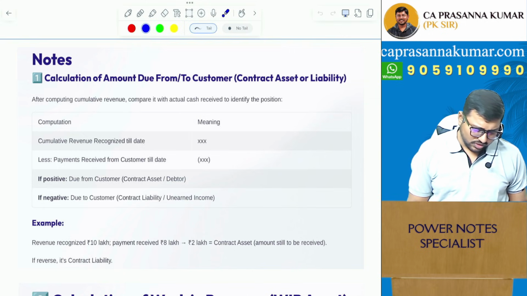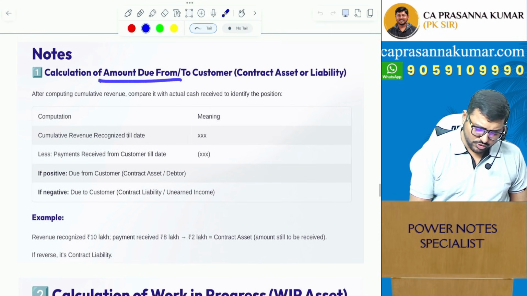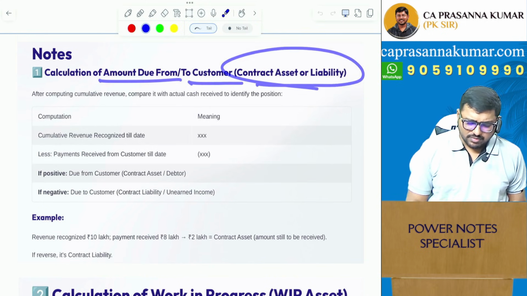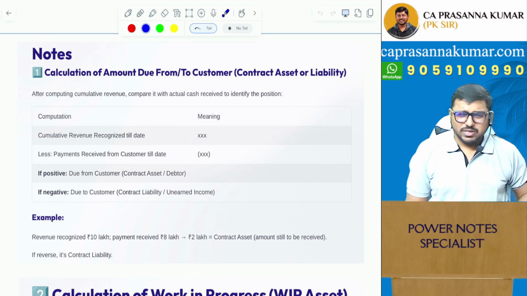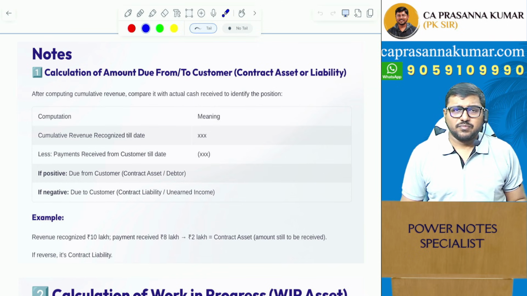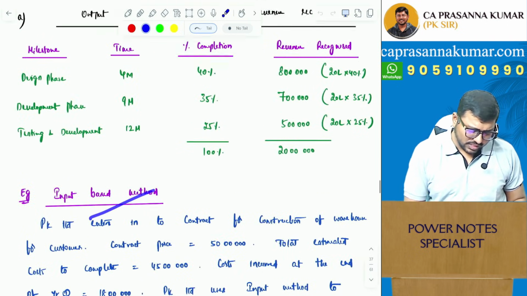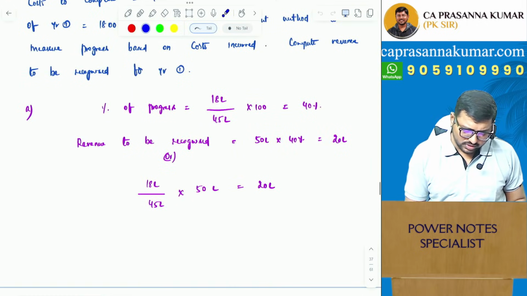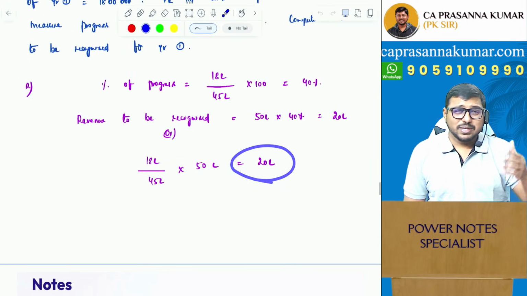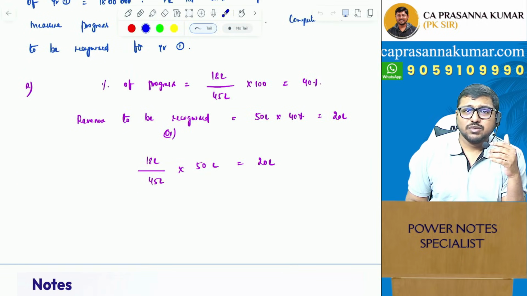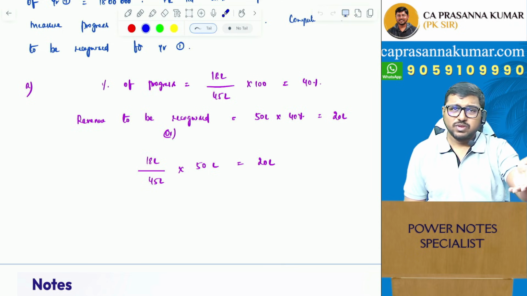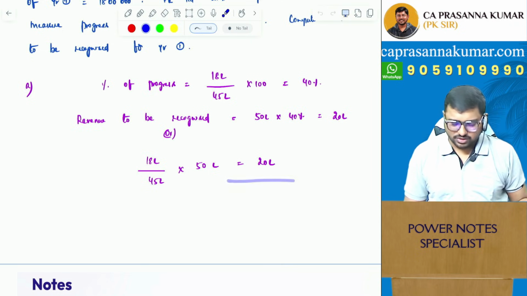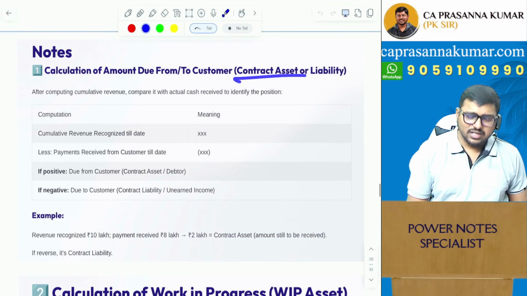There are certain special notes over here. Calculation of amount due from or to the customer. It can be a contract asset or liability depending upon that. See, what happens is these are all big projects. So you calculate this by the input based method or output based method, and you know that this much revenue is recognized, and you expect that much cash to be received from the customer. But usually it will not match. Either the customer will pay more or the customer will pay less when compared to your revenue recognition, right? So in that case, you'll have either a contract asset or liability.